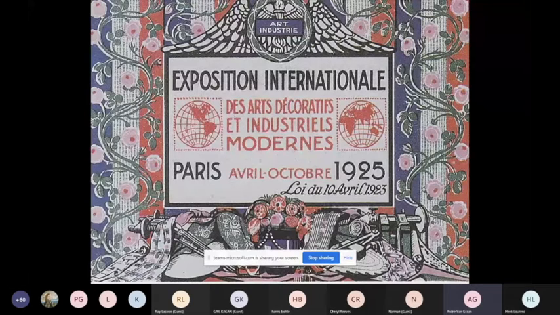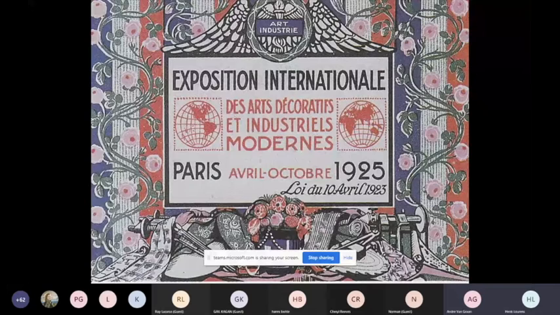Of course, the First World War, 1914 to 1918, caused a hiatus in terms of awareness of what was happening. But we do have to recognize that in Austria, we have the Austrian secession, people like Joseph Hoffmann, Otto Wagner. In Scotland, we have Mackintosh, architects who actually started introducing elements which became part of the language of Art Deco.